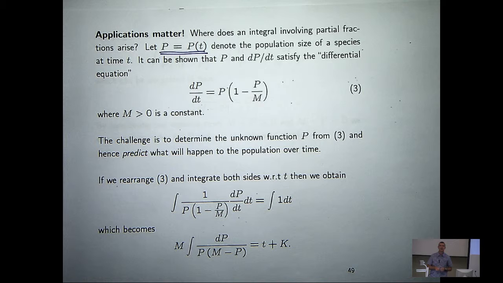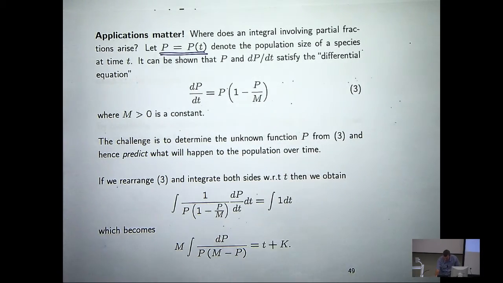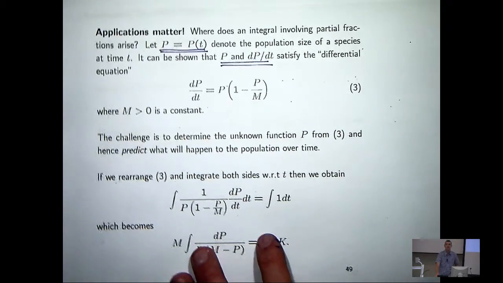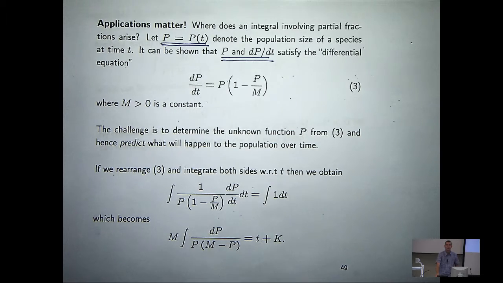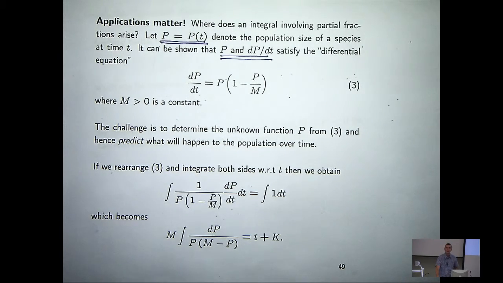Now, if P is a population of some species at time t, then it can be shown the function and its derivative are related by this equation 3 called a differential equation. M is just a constant. What we would like to do, like any other equation, is to solve it. So the unknown here is not a number, it's a function.